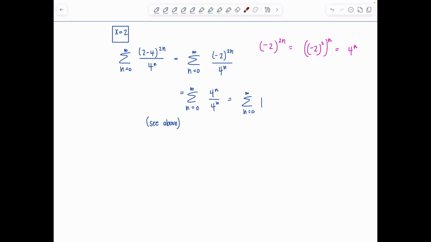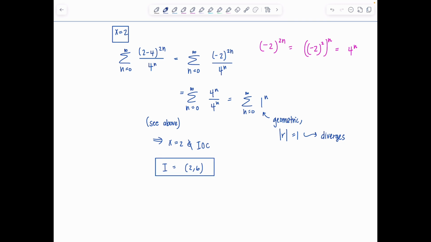You alternatively could say this is geometric also. Absolute value of r equals 1, which means it diverges, because remember, for a geometric series the absolute value of r has to be strictly less than 1. So two ways: test for divergence, or you could say, hey, it's a geometric series, it's going to diverge. Either way, that tells me that x equals 2 is not a part of the interval of convergence. So then the interval is from 2 to 6, not including either endpoint. All right, good. Let's move on.